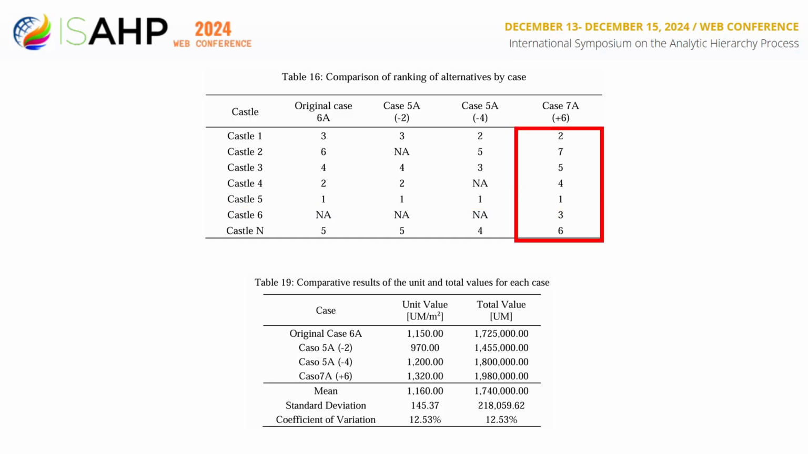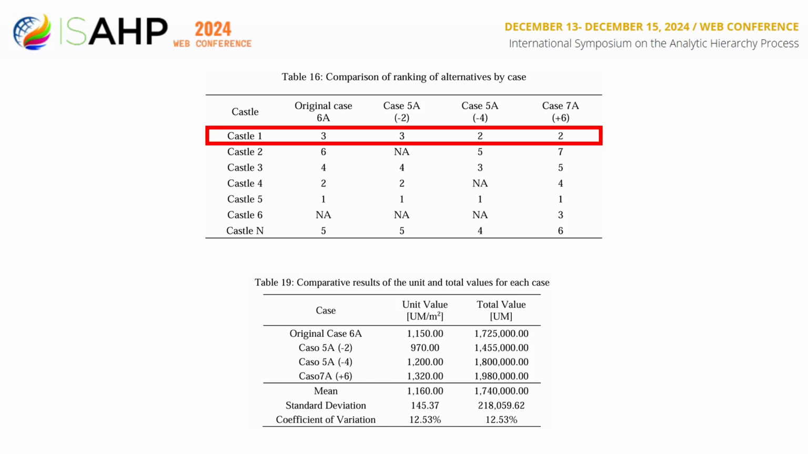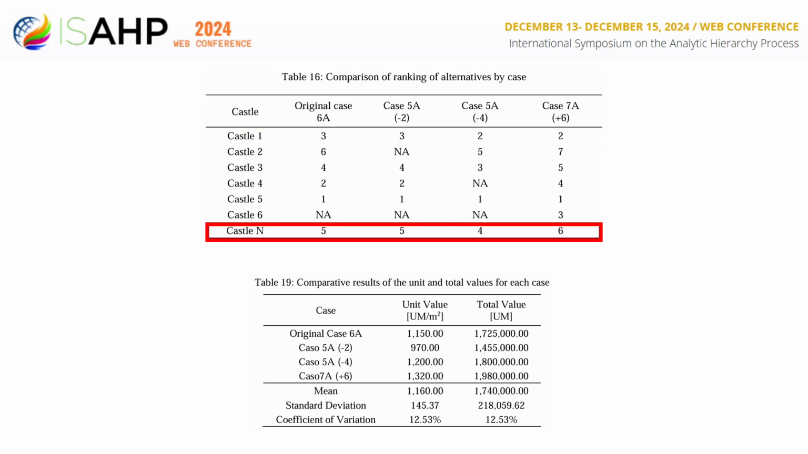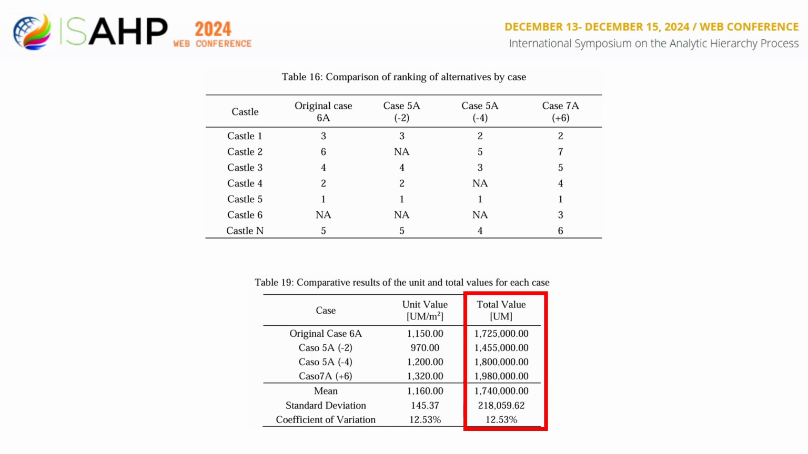For example, Castle 1 was the third option for the first 2 cases, then moved to second place for the following 2 cases. As for Castle N, it occupied the following positions: 5 out of 6, 5 out of 5, 4 out of 5, and 6 out of 7. So there is no manifest rank inversion. The comparative table for the unit and total values per case is also presented.